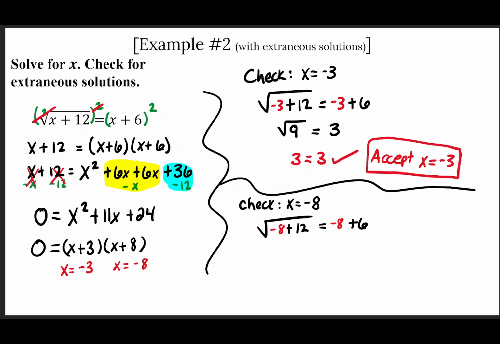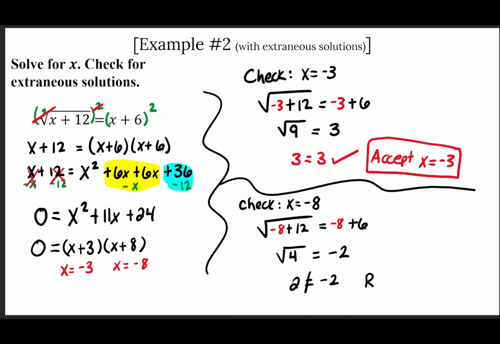Let's check the one on the bottom. Square root of negative 8 plus 12. That would be square root of 4 if I put those together. Negative 8 plus 6 on the right side would be negative 2. If I take the square root of 4, that's going to be positive 2. Well, that does not equal negative 2, so I'm not going to accept x equals negative 8 as an answer.